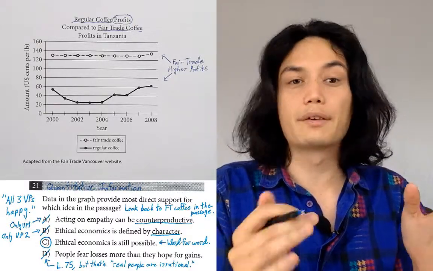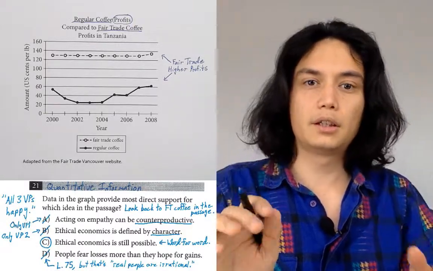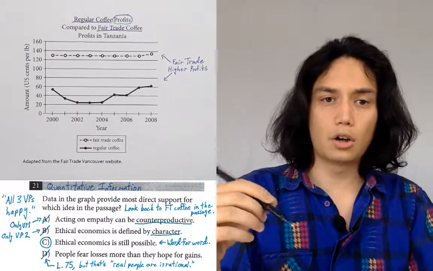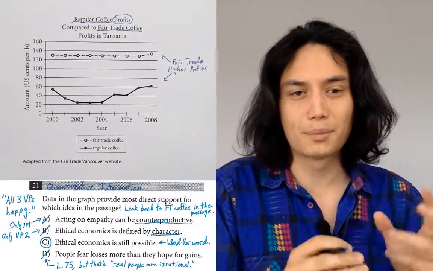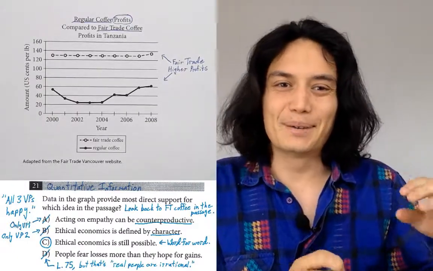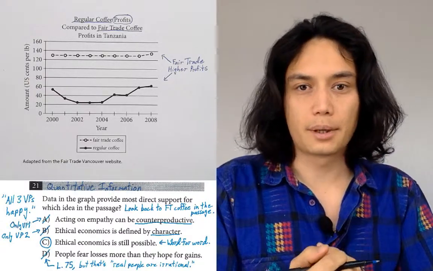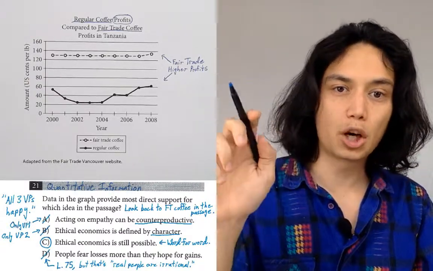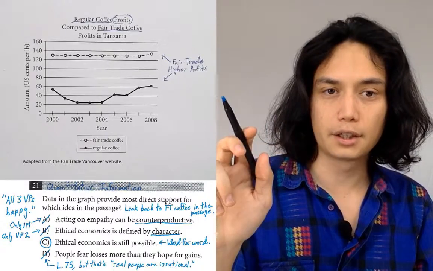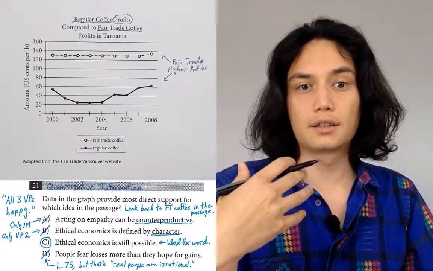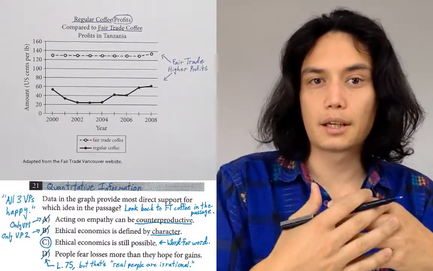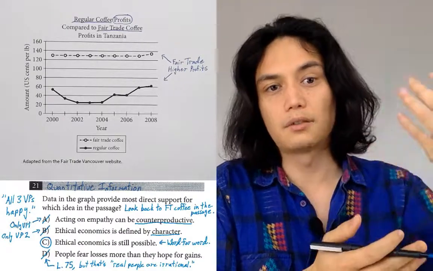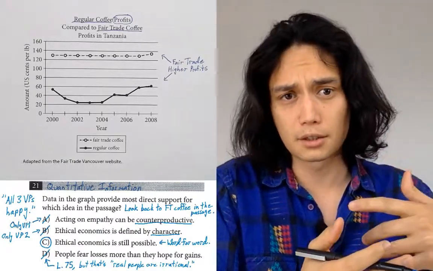Now, there are sometimes when the graphs are really not that related. But here, there are some low-hanging fruit, maybe medium-hanging fruit, connections between the graph and the passage. And it has to do with the fact that we're talking about fair trade coffee. This is an example that comes up in the passage. In fact, it's the subject of an entire paragraph in the passage.